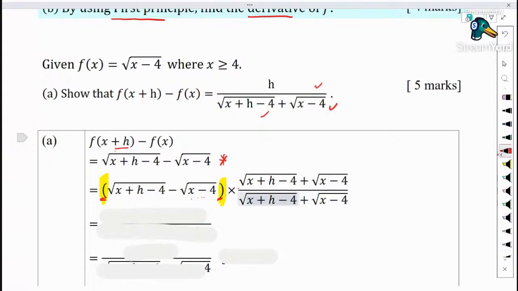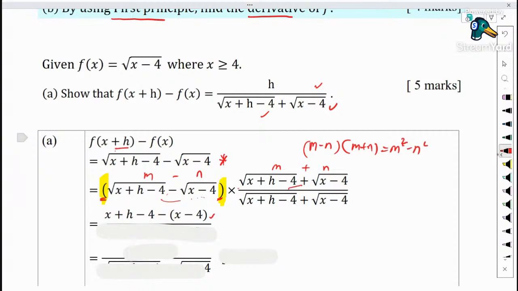So once again, when you do the multiplication on the top two terms here, you find that you have x plus h minus 4 minus x minus 4. And how do we get this result? Recall, m minus n multiplied by m plus n equals m square minus n square. So this is your m, n, plus minus. The m square is just the m term, getting rid of the square root. The n square, getting rid of the square root, will be the n term. So this is how we get the answer of m square minus n square. The bottom remains with these two square root terms.